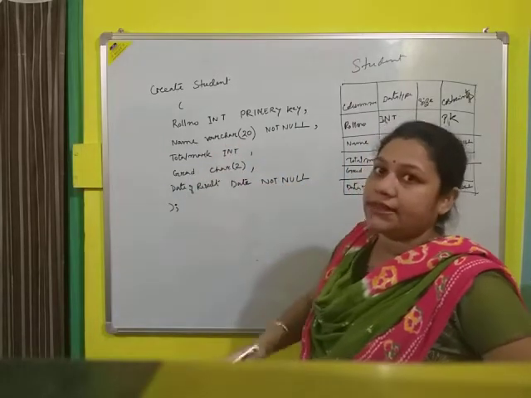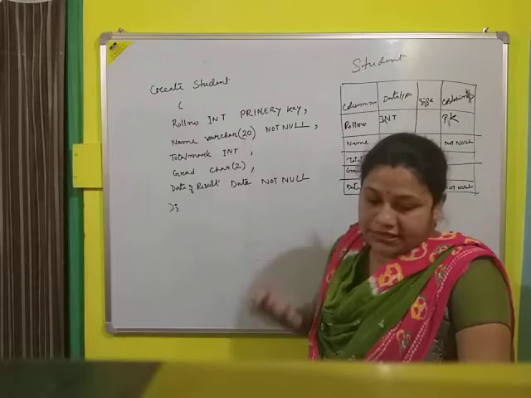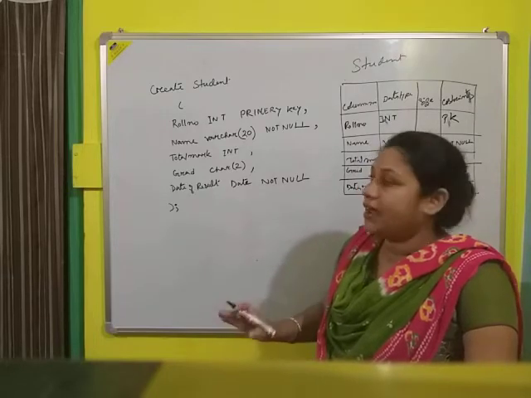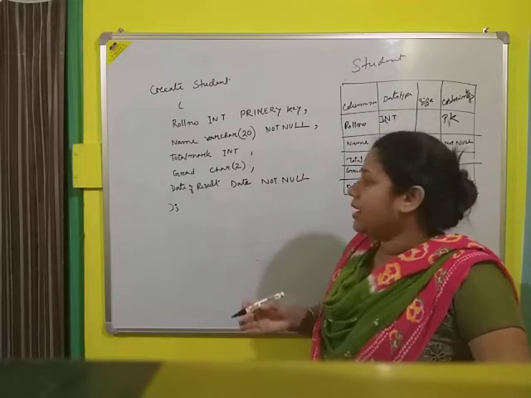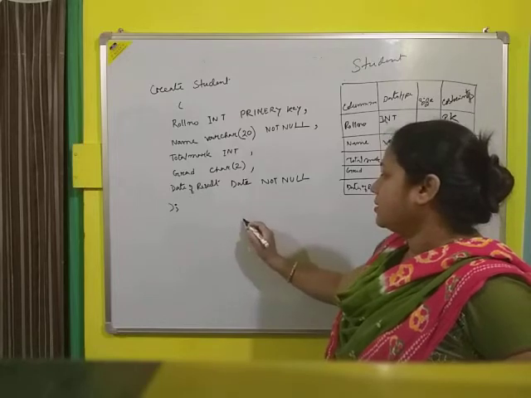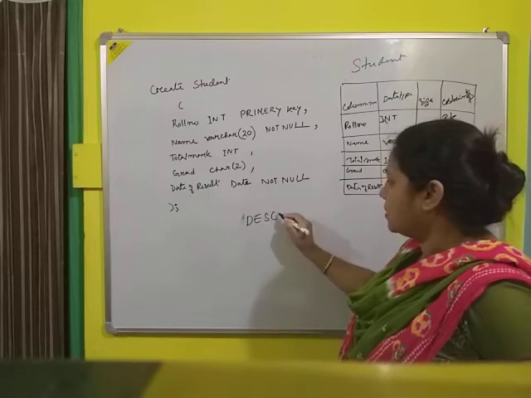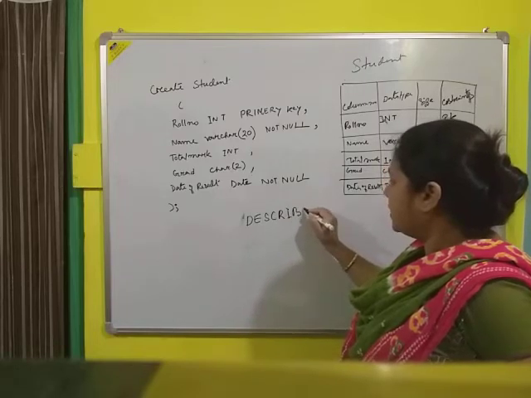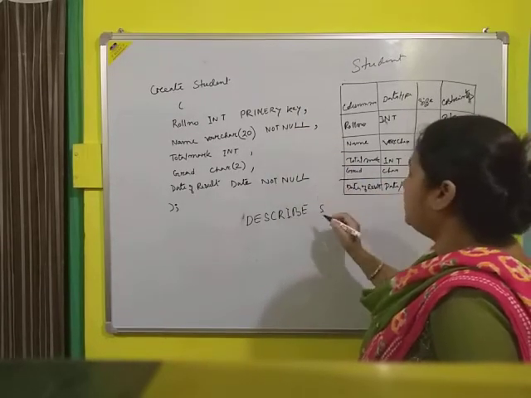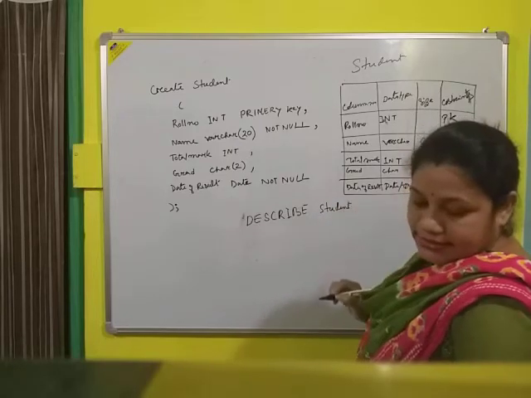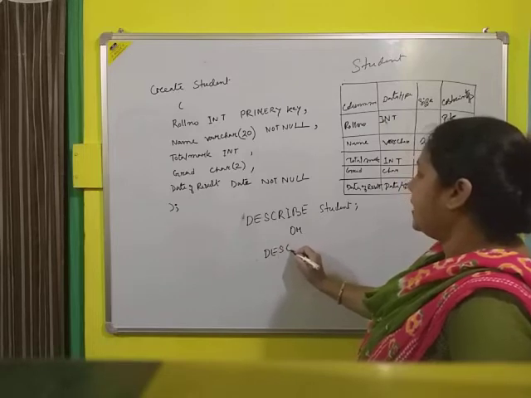Okay, so this is the structure of a table, and when you create this table it will be stored inside the MySQL server. Okay, now time for displaying the table structure. That means after creating the table, if you want to display the table structure, then we are going to use a special command. You can write describe followed by the table name, that is student. Describe student, or you can write DESC student.